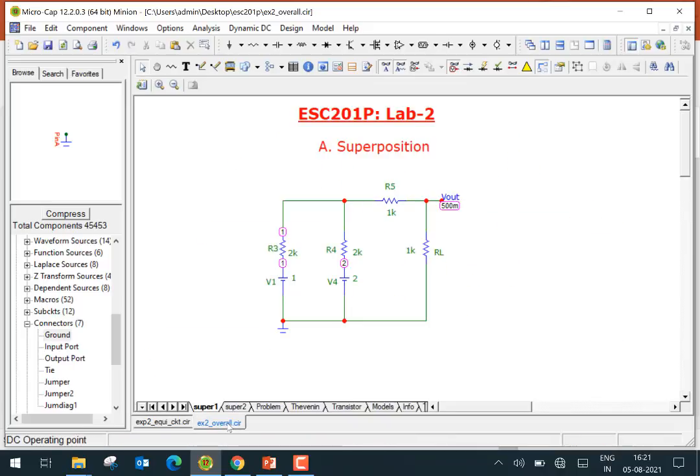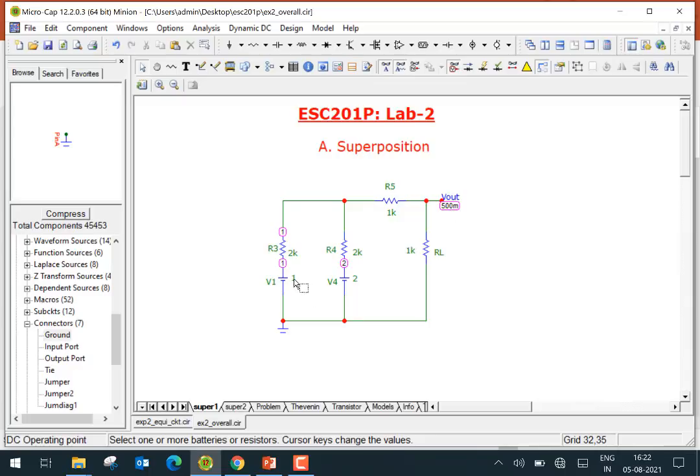All right, so let's get back to our lab number 2. In lab number 2, in part A, we'll use circuit simulation to study superposition. In linear circuits, when you have multiple independent inputs, the output voltage can be determined by taking the independent voltages one at a time. So you could, for example, study superposition using this particular example here. We get an output voltage of 500 millivolts.